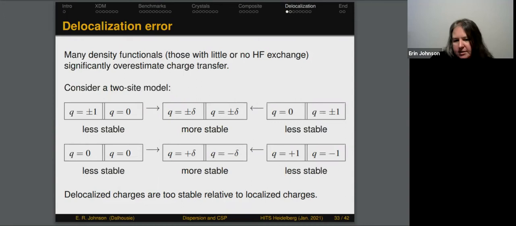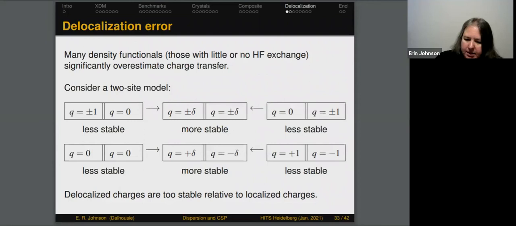So this refers to a problem that is common in many density functionals, in particular those that are GGA methods or hybrids with very small amounts of exact exchange mixing. And these methods significantly overestimate charge transfer in many systems. So to illustrate this, we can consider a two-site model.